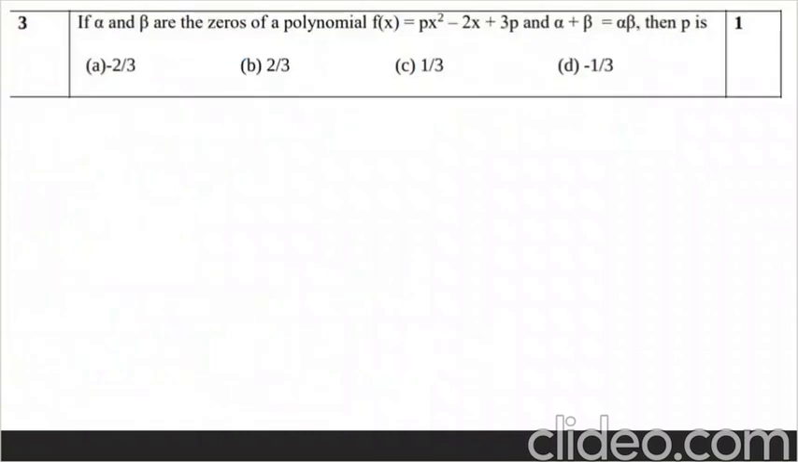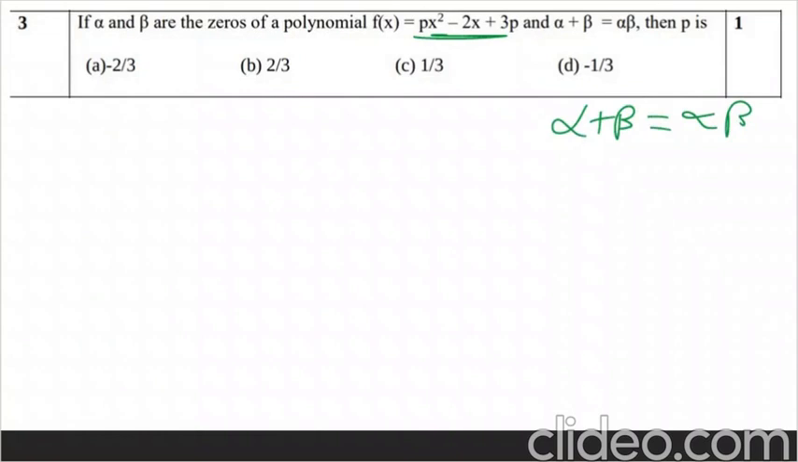Okay. Next question. If alpha and beta are the zeros of polynomial f of x is equal to px square minus 2x plus 3p, and alpha plus beta is equal to alpha into beta, then p is what? Okay, now see this. What they've given you: alpha, beta, zeros. They are the zeros of this polynomial, f of x. It's even given that alpha plus beta equals alpha beta. This is given to us. Now we have to find the value of p.